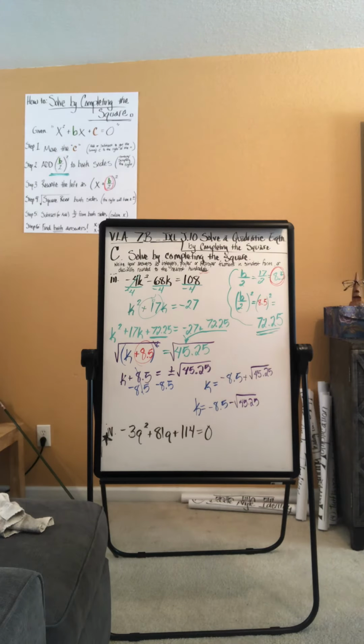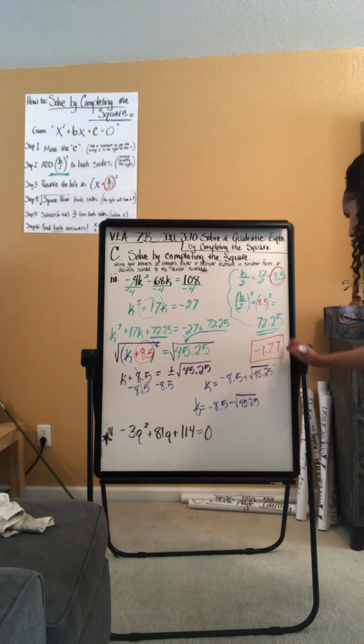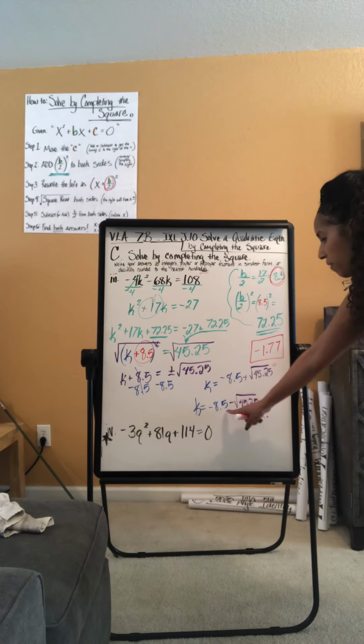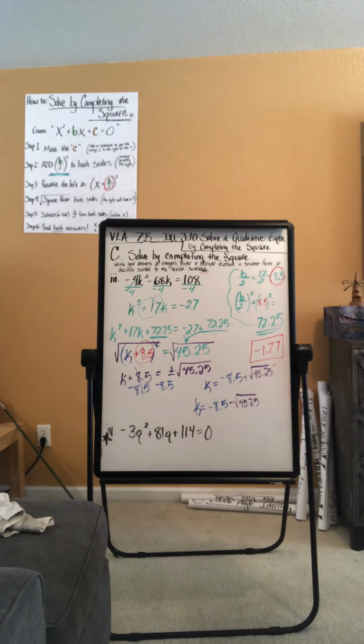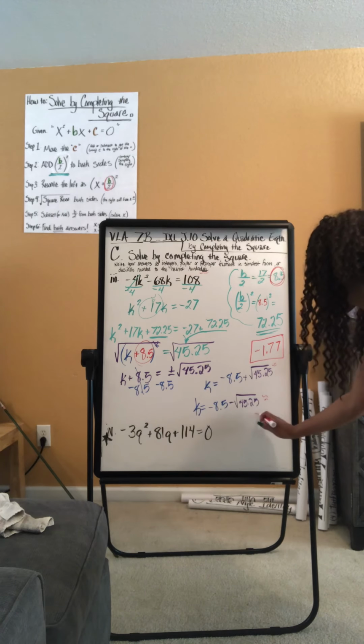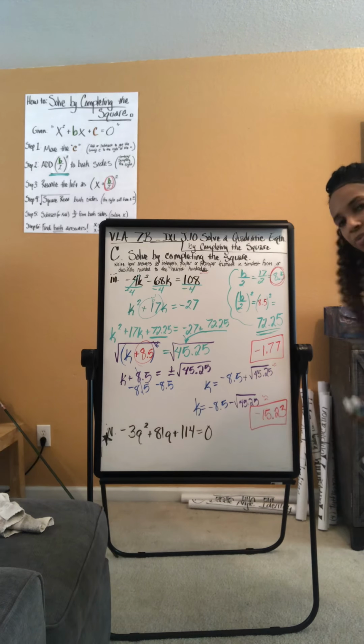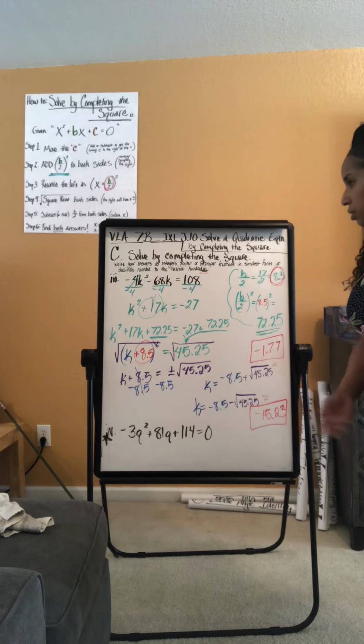And these two answers, when we put them in the calculator one at a time, -8.5 plus the square root of 45.25 will give you approximately -1.77. All right, and if I had -8.5 subtract the square root of 45.25, that would give me about -15. And those are the final answers for today.